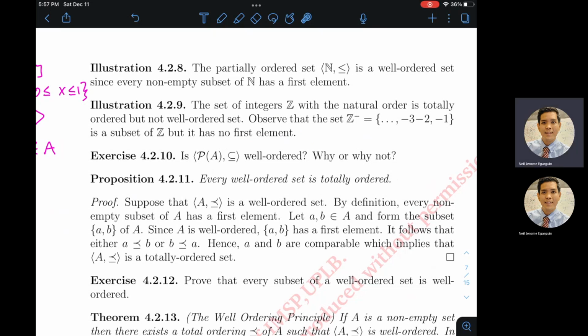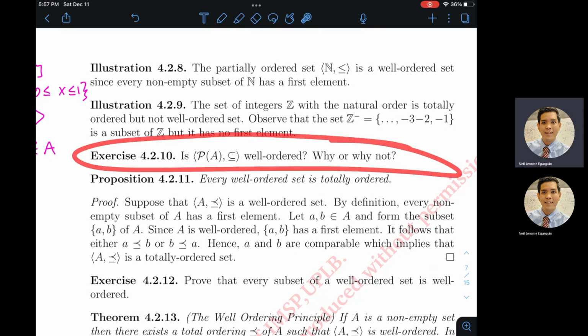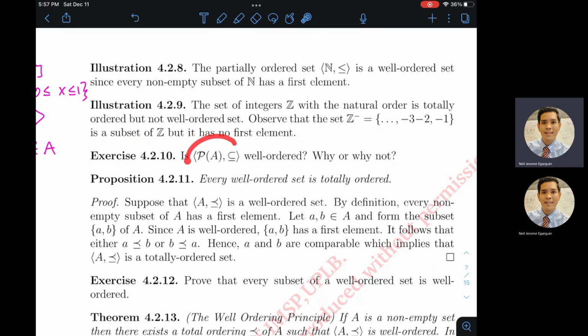Okay? Now, come to think of it, exercise 10: is this poset, the power set of an arbitrary set A together with the inclusion relation, well ordered? Why or why not? You can pause now because I will reveal the answer momentarily.